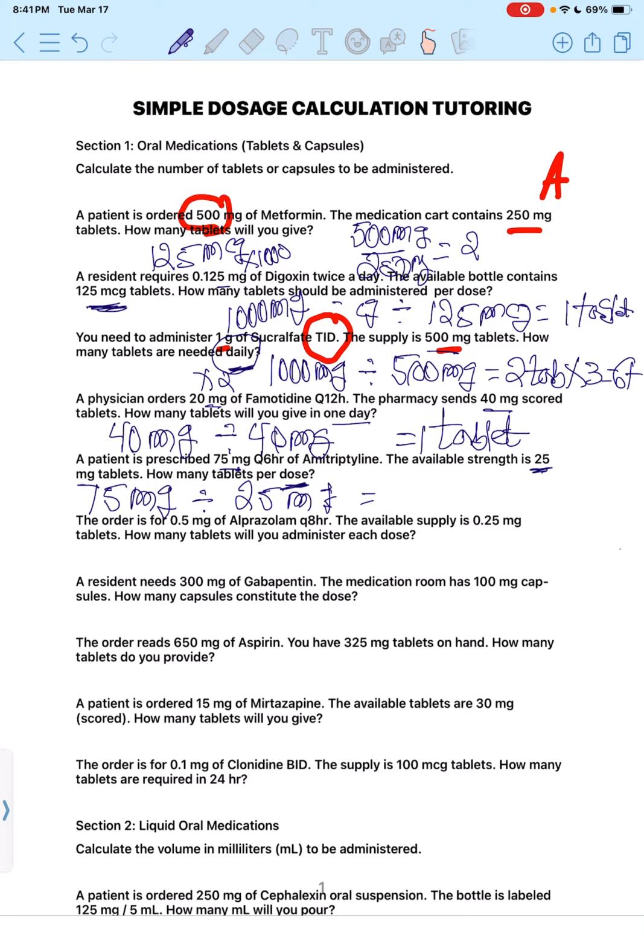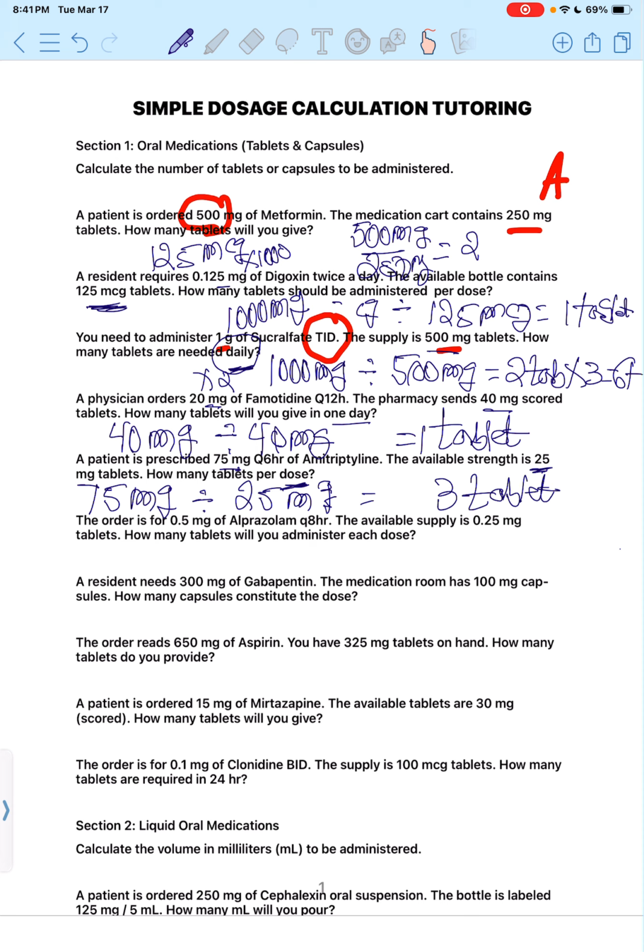Because I know it's a solid medication, the quantity will be 1, so I don't have to worry. I do my order divided by 25 milligram and multiply that by 1. So I have 3 tablets right here.